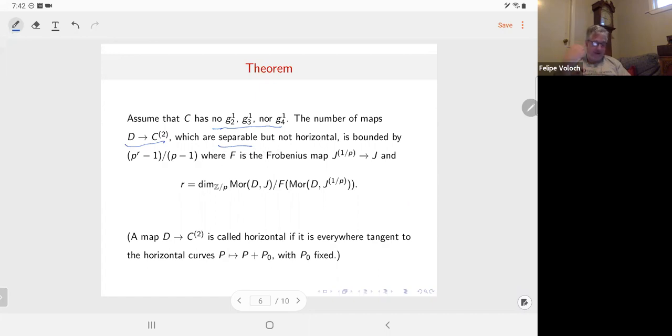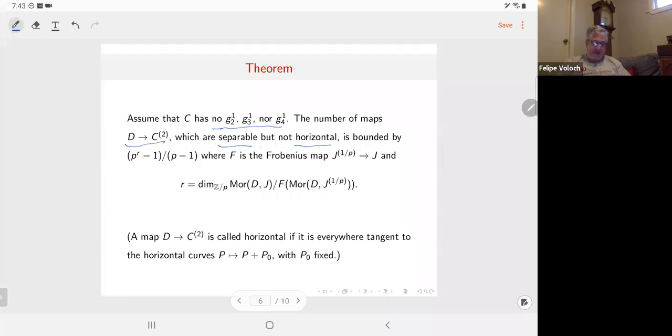You know, if you have a map and you can compose it with Frobenius, you can get more maps. So you don't expect finiteness if you don't put the condition of separability. I have to exclude maps which are horizontal. I'll wait a minute and come back to what I mean by horizontal, but I have to exclude certain maps.